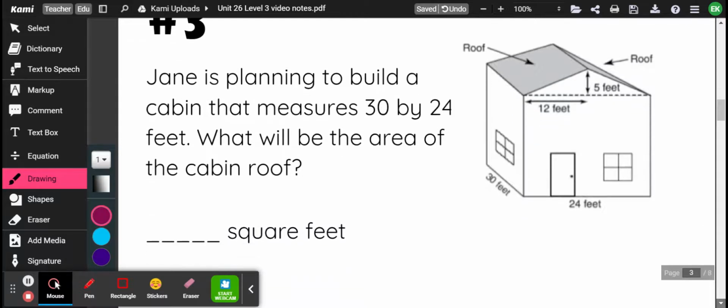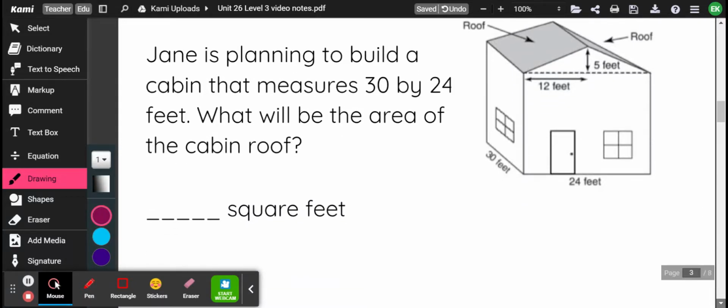Number 3 here is a question about a house. Jane is planning to build a cabin that measures 30 by 24. What's the area of the cabin roof? So the roof is this rectangle right here, which we know one side of is 30. We don't know this side here. And then it's going to be repeated on the other side. So whatever I get for the area of my rectangle, I'm going to double or multiply by 2 to get the total area of the roof because I have 2 rectangular sized roof pieces, okay?